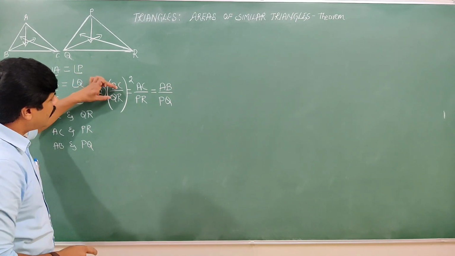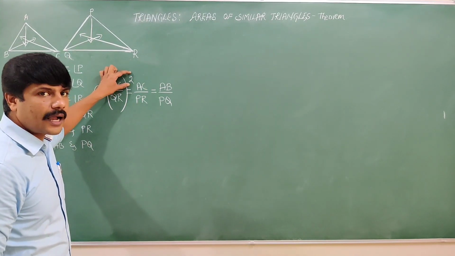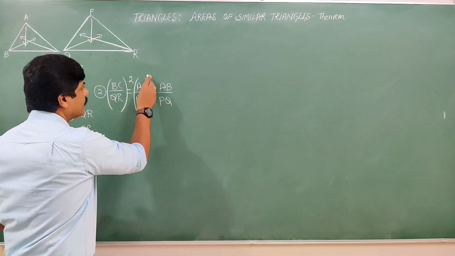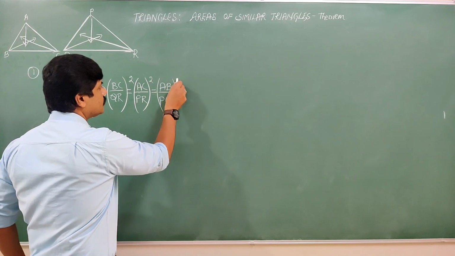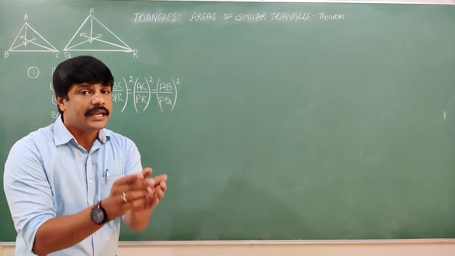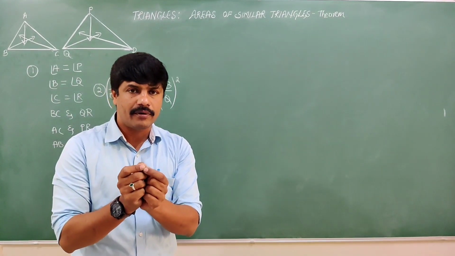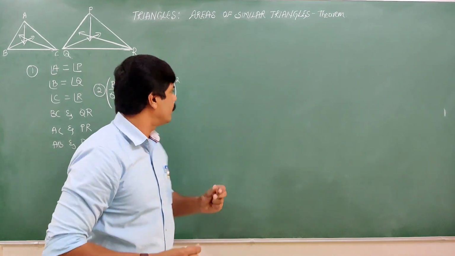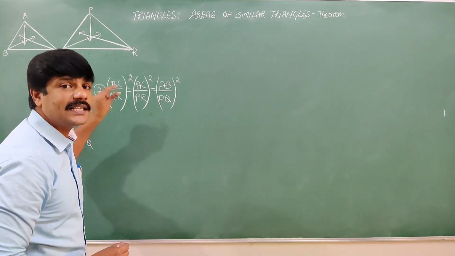These two, BC by QR, are the ratio of the corresponding sides. The square of the ratio of the corresponding sides is either BC by QR whole square, or AC by PR whole square, or AB by PQ whole square. Understand? The second part says the ratio of areas of two similar triangles is equal to the square of the ratio of corresponding sides.